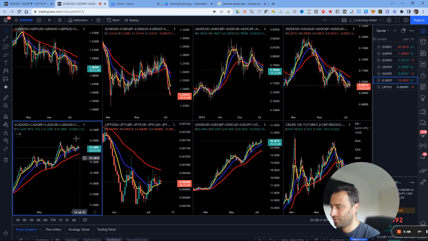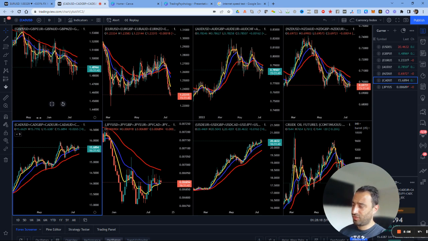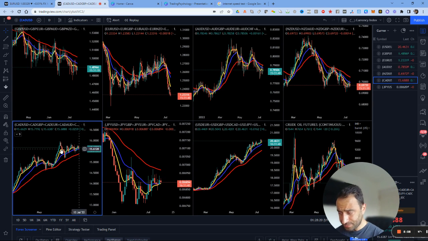So you can see the 8, 21, and 50 pointing up. So the CAD is one of the strong ones. Okay, this is important for what I'm about to say next.